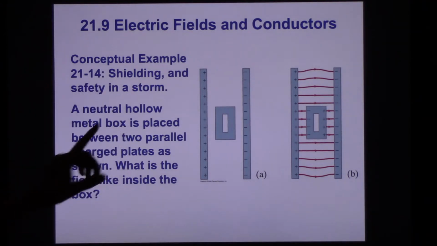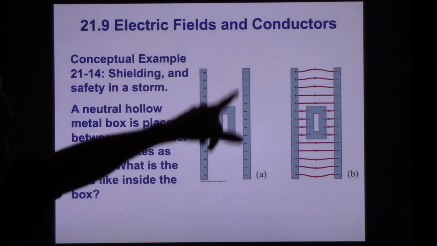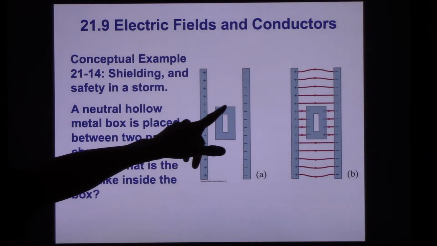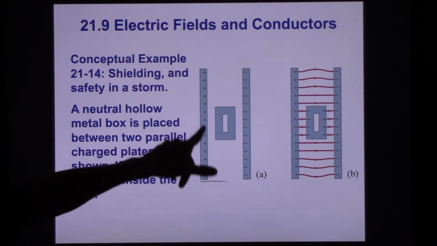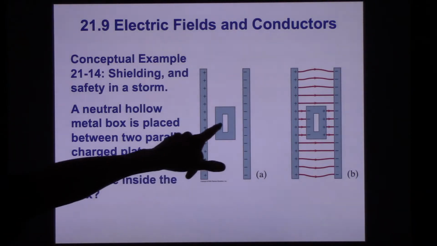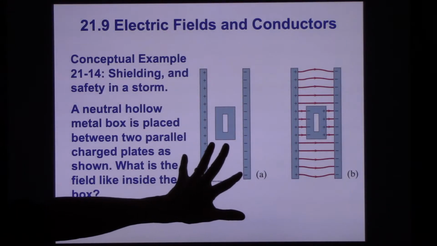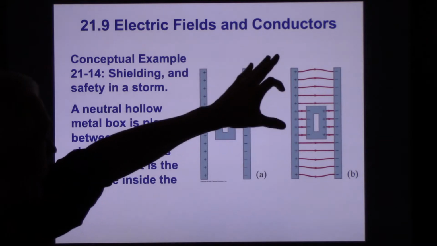So here's a conceptual example. Let's say that we have these plates, positive and negative. We're going to generate an electric field. What we're going to do is take a metal box inside here with an opening inside, and we're going to charge these plates. We're going to show the E field lines. So here are the E field lines.